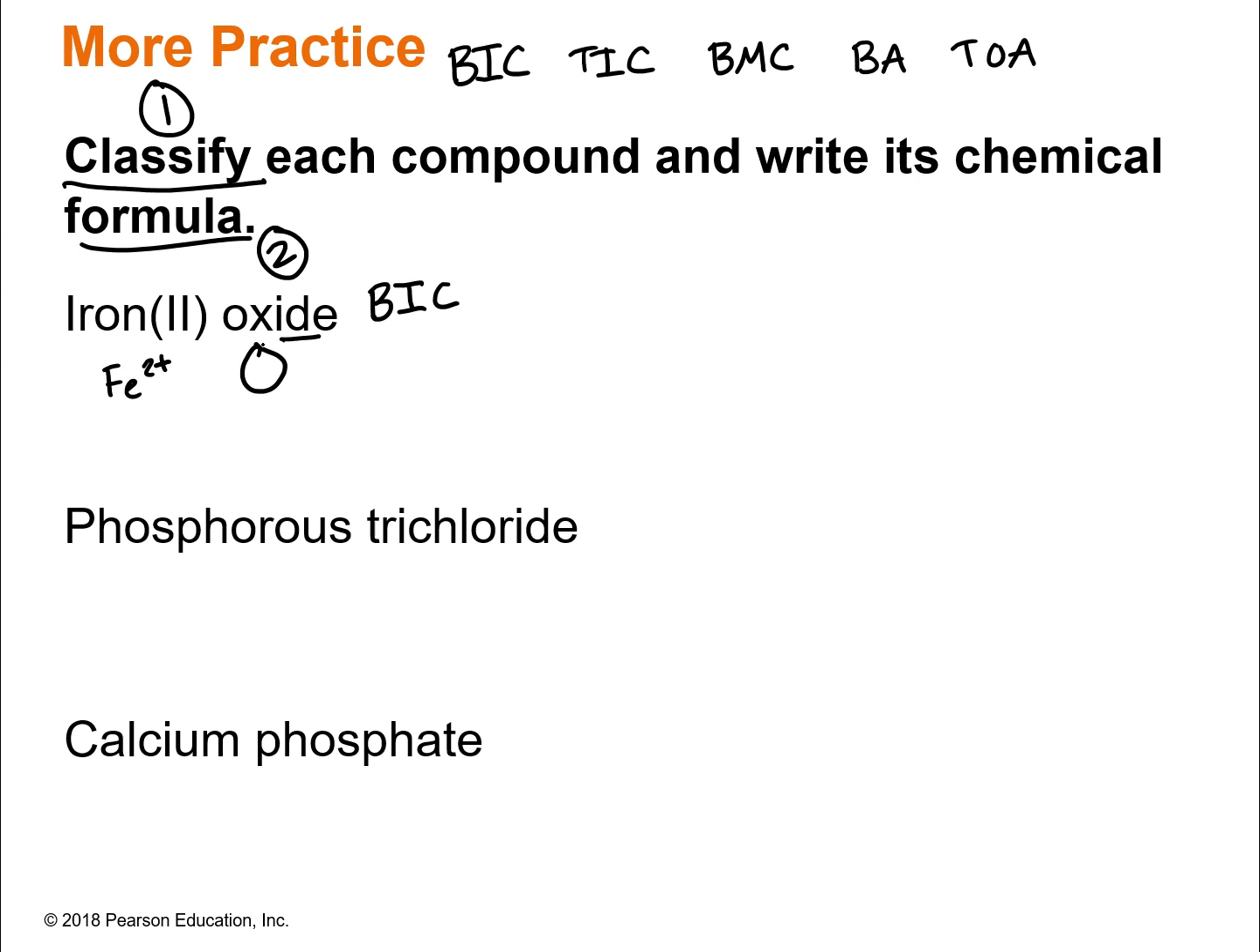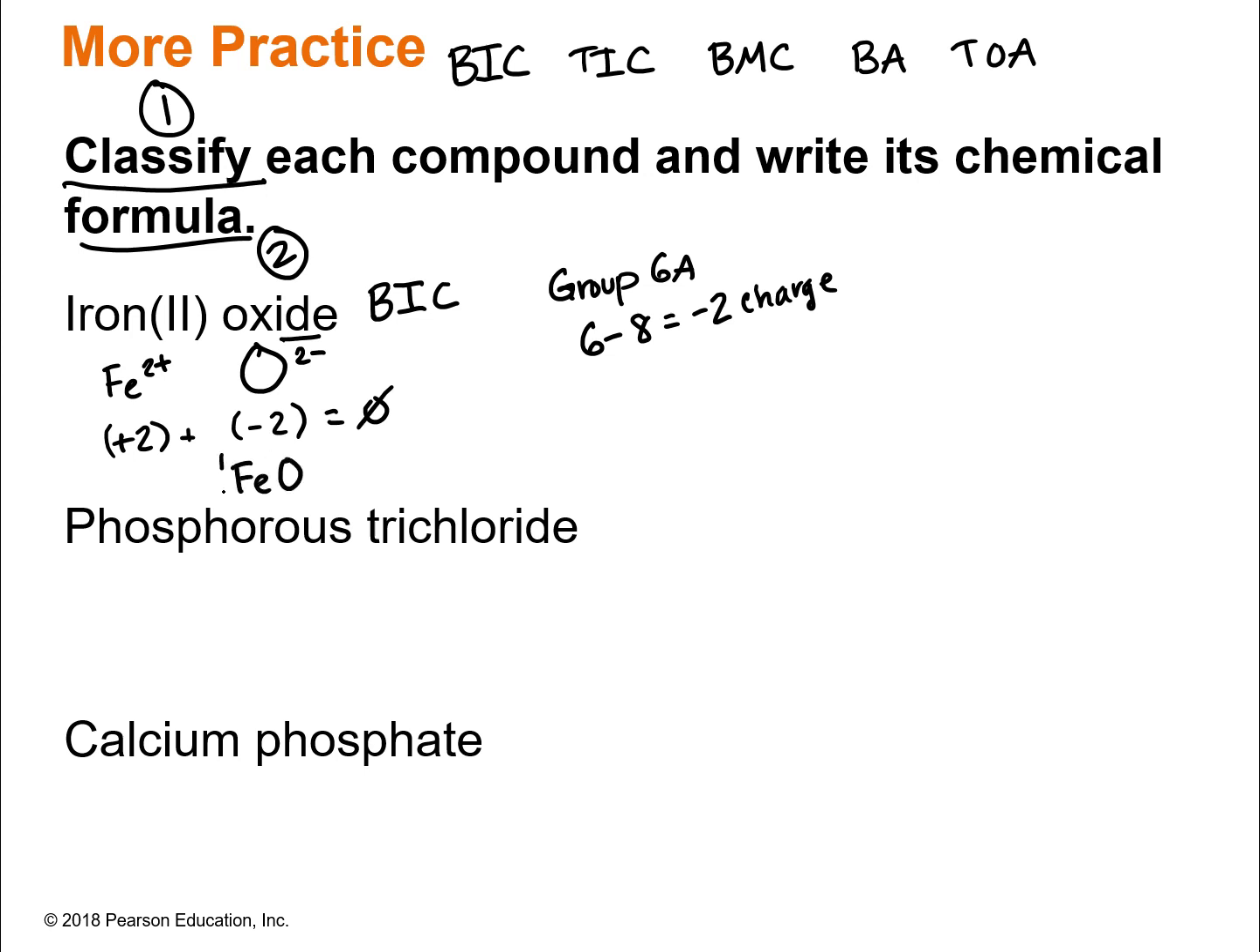But just in case, one more time from the people in the back. Oxygen is in group 6A. To determine that charge, you take 6 minus 8. That gives you a 2- charge. If I put one of each of these together, I'd get 2+ and 2-, which would give me 0. So our formula is simply one of each ion, FeO.